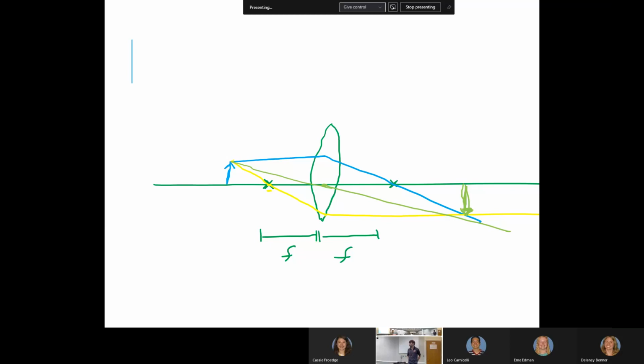Wait, so does that mean that the light hits the back of our eyes inverted? Yes. Your brain flips it. Yep.